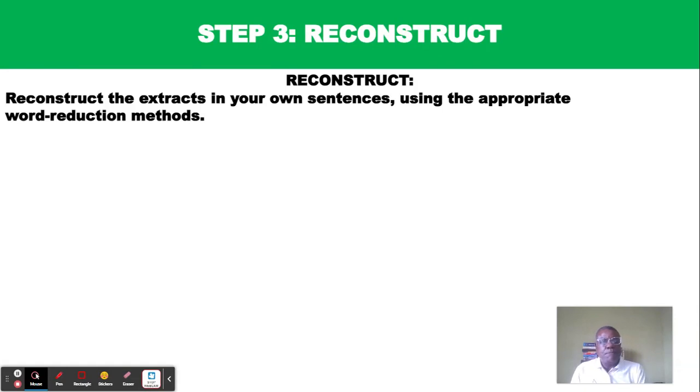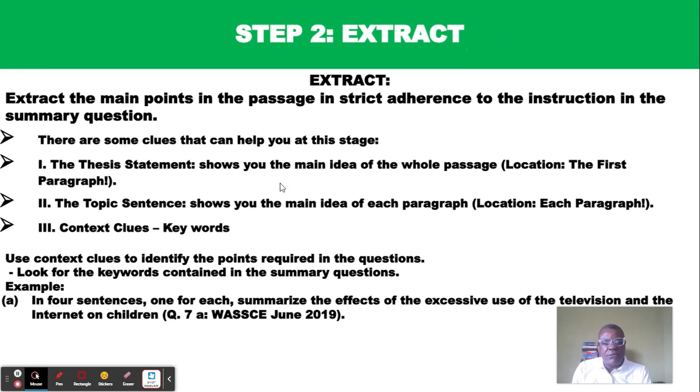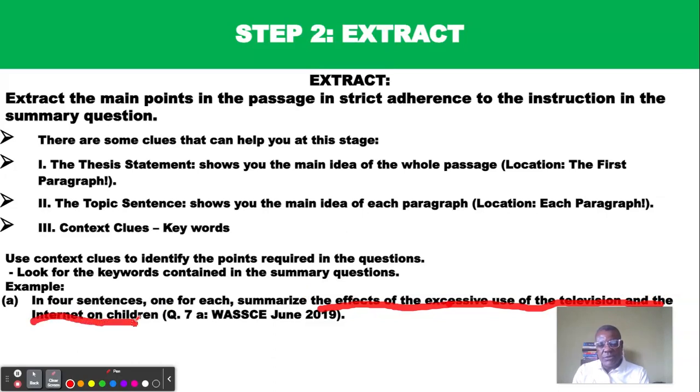You know, in extracting, well, let me go back a little bit and use this question. In 4 sentences, one for each, summarize the effects of the excessive use of the television and the internet on children. Now, there are some keywords you must take note of. Effects, excessive use of the television, and internet on children. So these are the keywords.